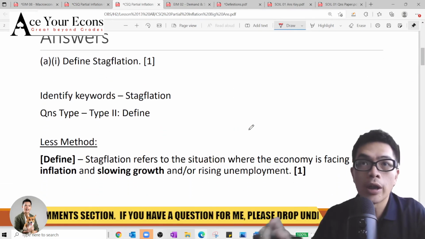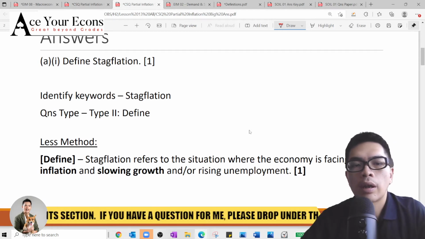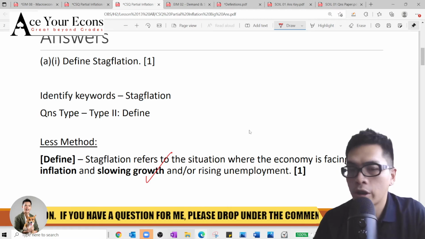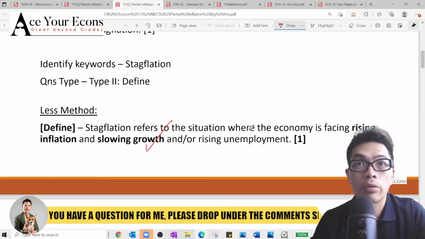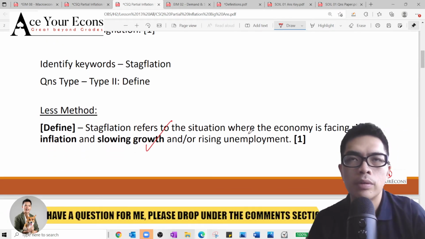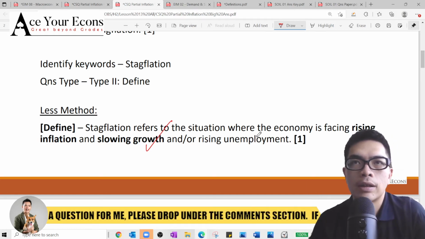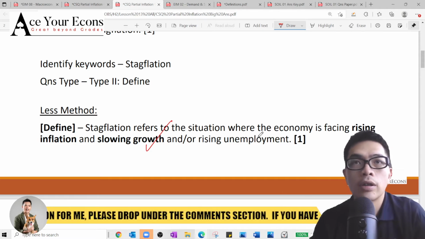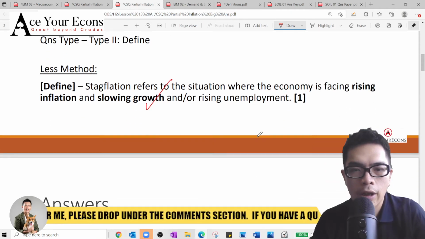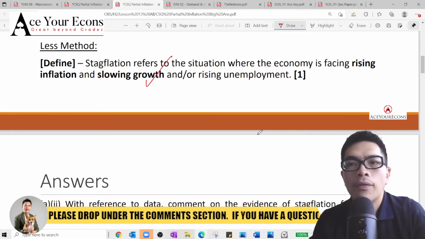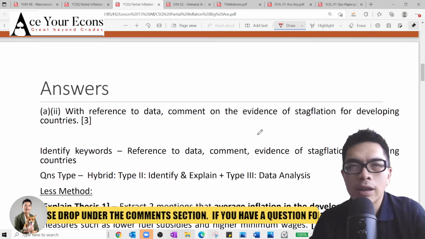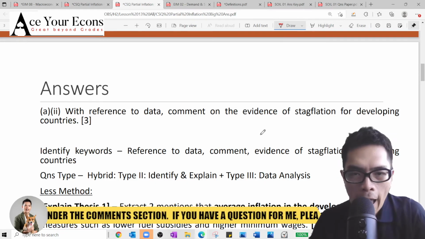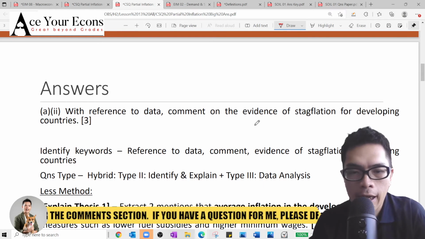So I'll just quickly address A1. Stagflation refers to what? A situation where there's rising inflation and slow economic growth or a fall in real national output. Please don't define it as cost push inflation, though the meaning is the same. So this is a fairly simple definition. I can afford to skip. Now I want to talk about the focus, which is this question: comment on the evidence, thesis and antithesis.